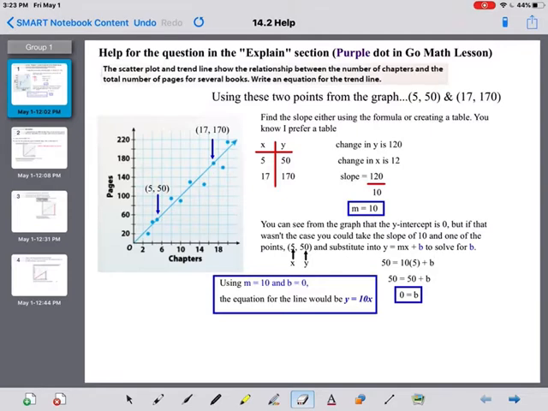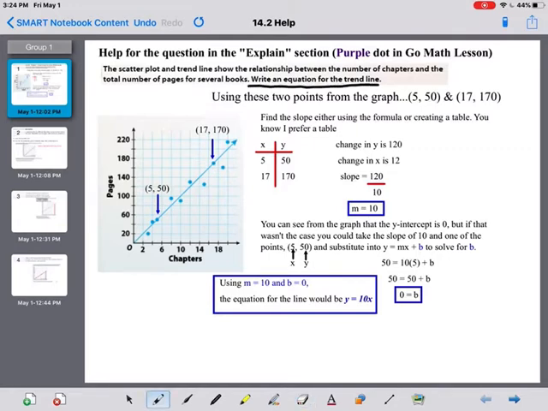So in the first section of 14.2 on Go Math, in the explain section, and that's the one with the purple dot, you might come across a question similar to this. I've noticed that some of the questions change numbers from time to time. So the problems that I have in here are probably very similar to what you're going to see. Some of them might be exactly the same, but other problems might have different numbers. So this problem is from the explain section where the purple dot is in Go Math. And it's asking you to write an equation for the trend line.